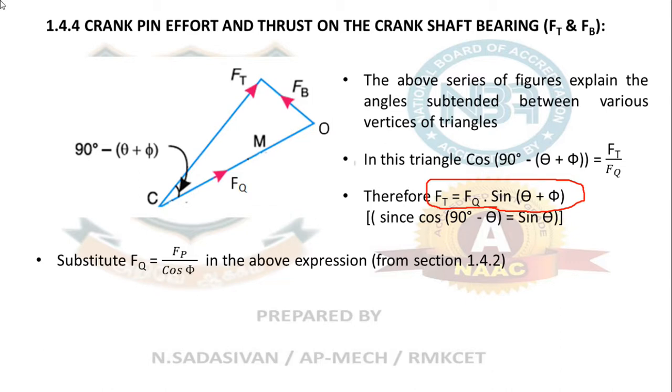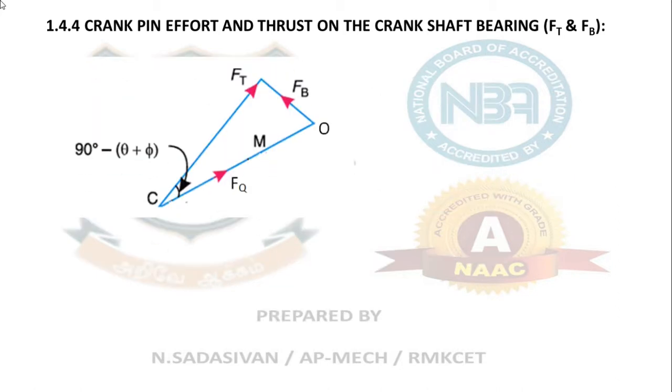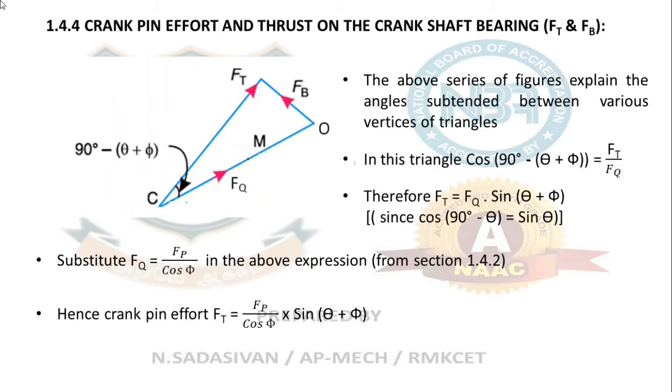So in place of Fq, you put the already known formula for Fq that you derived earlier, a few slides ago. I derived that Fq equals Fp by cos phi. Put that Fp by cos phi in this cloud-marked formula of Ft. Here in this place you just put Fq equals Fp by cos phi. What will happen? Ft equals Fp by cos phi into sin theta plus phi. So that is the expression for Ft.